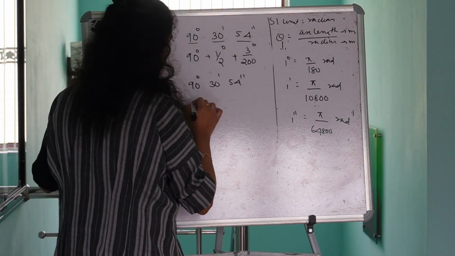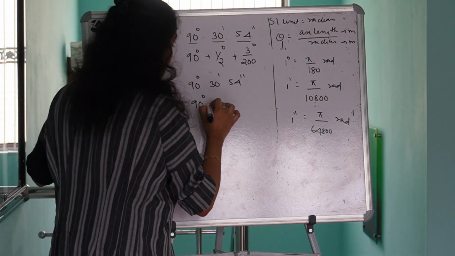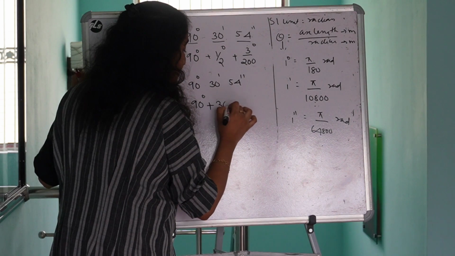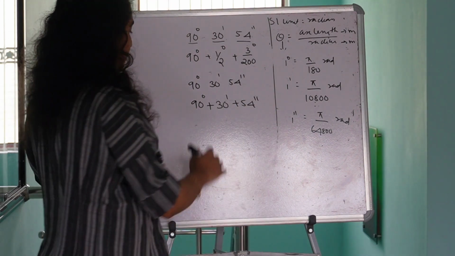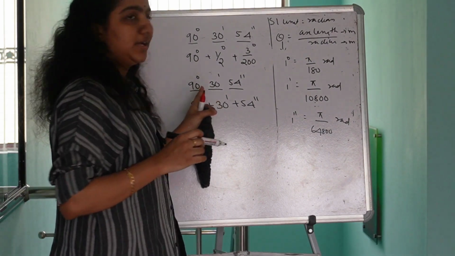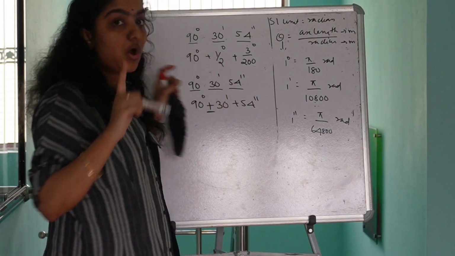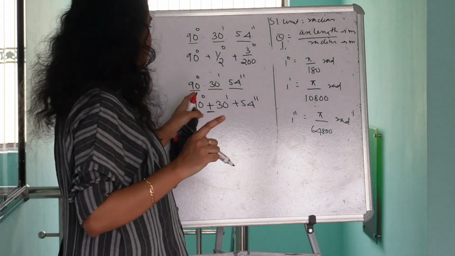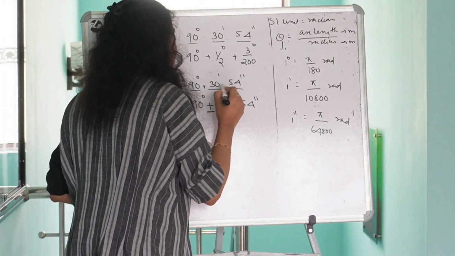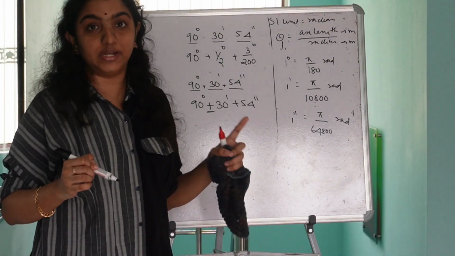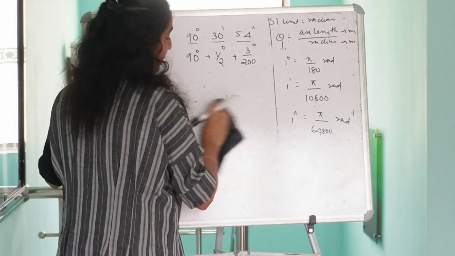It means the total angular measurement is 90 degrees plus 30 minutes plus 54 seconds. Is it clear? The operation which we are performing here is nothing but addition, and it's not multiplication. The action or the operation we are performing here is simply addition, not multiplication. Is it clear? Yes. You should remember it always.